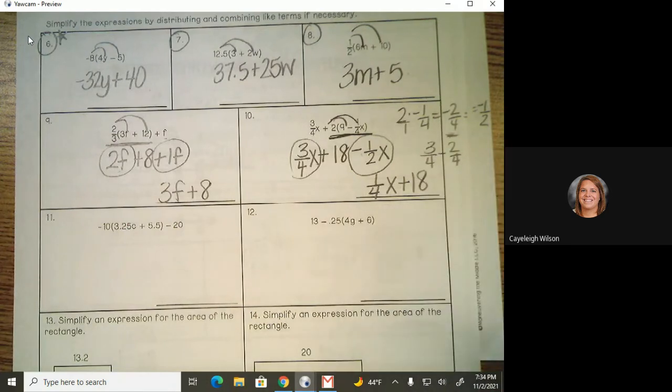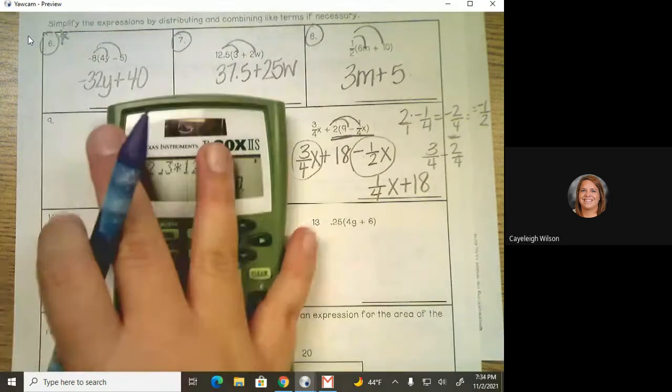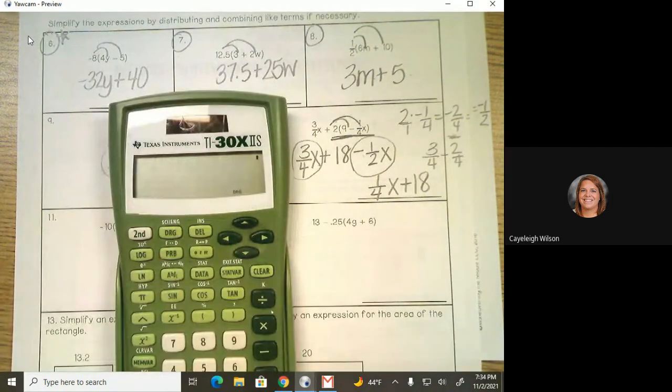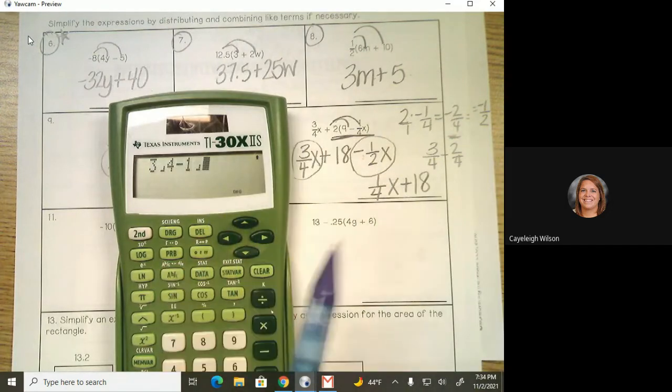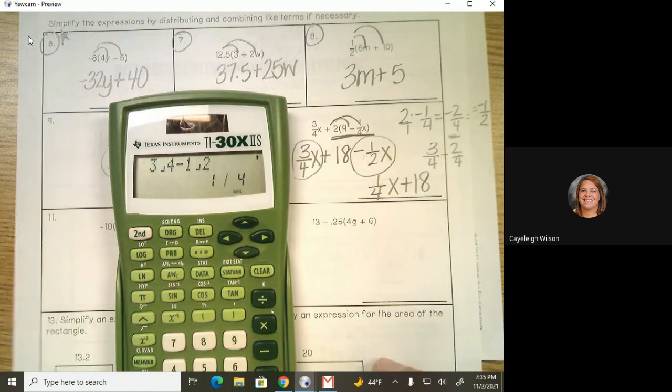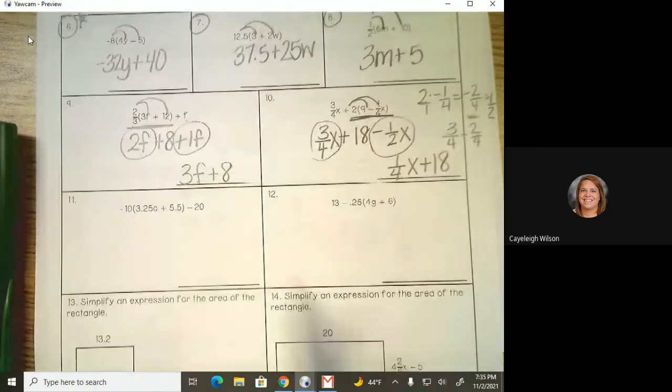Yes, you can use a calculator to back yourself up. So if you wanted to type that in, you would hit 3 ABC 4, so 3/4, and then minus 1/2. So minus 1 ABC 2, so that's 1/2. And that's where I got 1/4. So you can back yourself up that way. All right, you all try number 11.